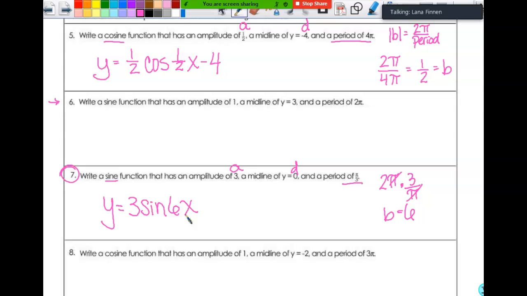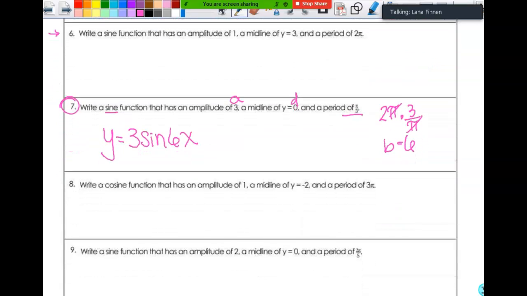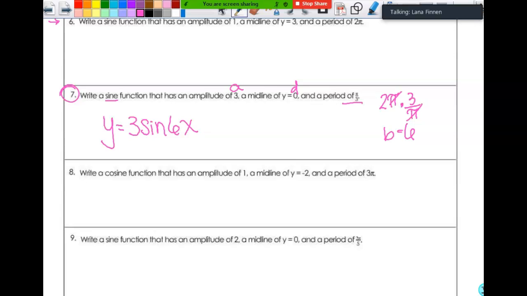Okay, so if you get it, you have no questions, then I want you to do 6, 8, and 9 on your own. And I'll give you a second to get started on that before I work through that.